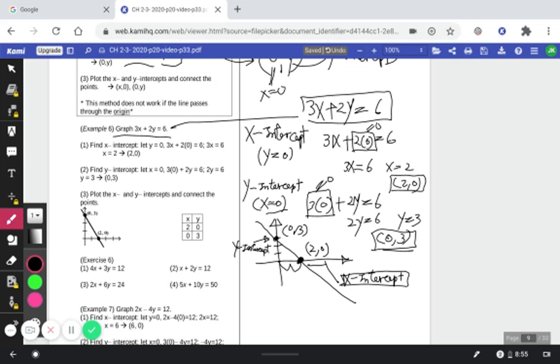So now try exercise 6. So pause the video and see if you can graph this by using intercept method. Okay, pause the video, do that, and check your answer with the solution key.